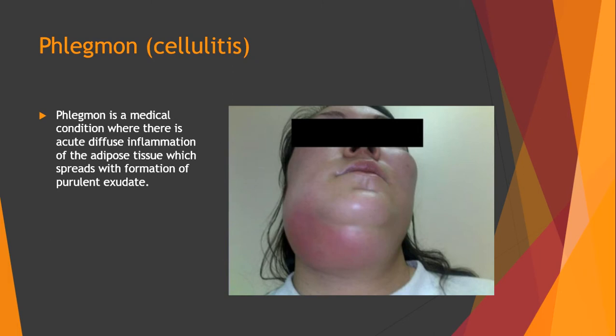Phlegmon or cellulitis. In English, most commonly the word cellulitis is used, in Russian phlegmona. Phlegmon is a medical condition where there is acute diffuse inflammation of the adipose tissue, which spreads with formation of purulent exudate.